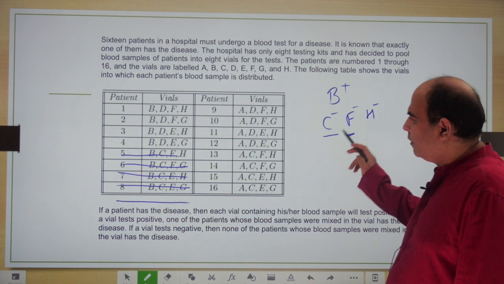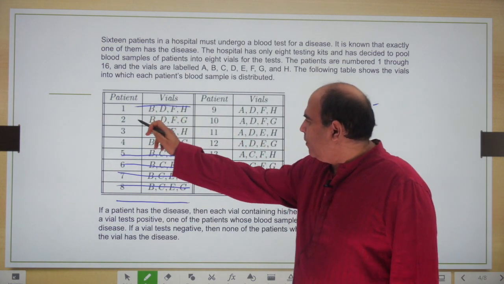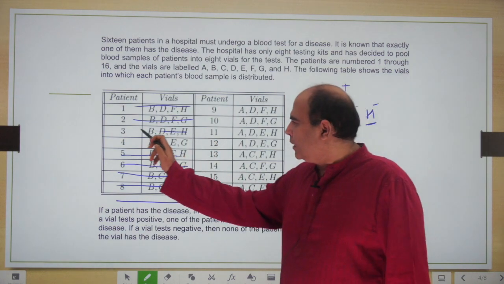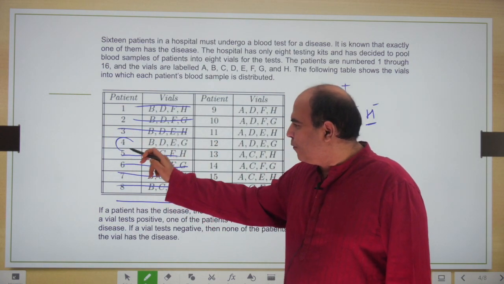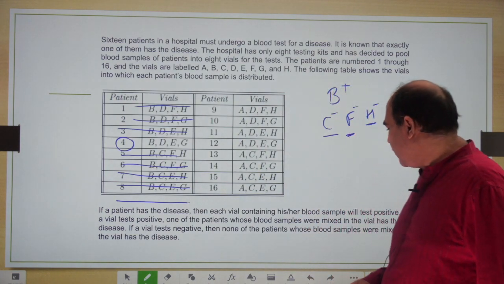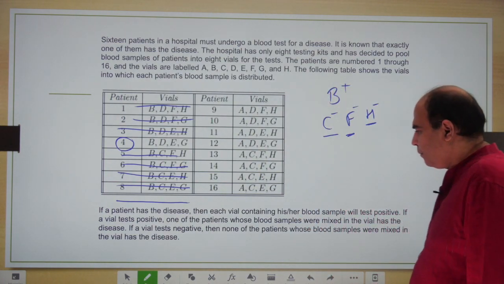F negative, patients 1 and 2 are eliminated. H negative, patient 3 is eliminated. You are able to identify patient 4 as the diseased person, the person who has a disease. So this is feasible, right?